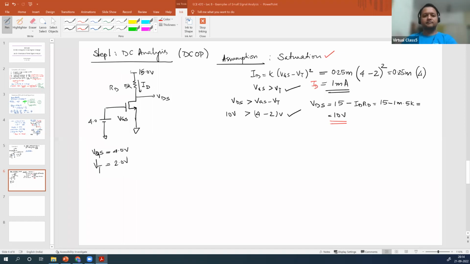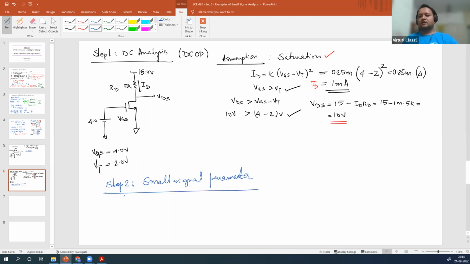What is second step? Step 2, small signal parameter. What is the small signal parameter? Always GM and R0. All the others are given. So what is GM?